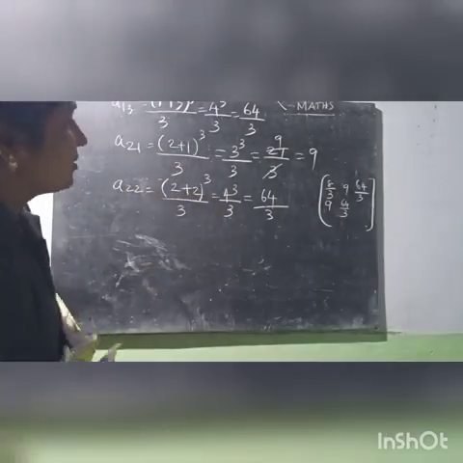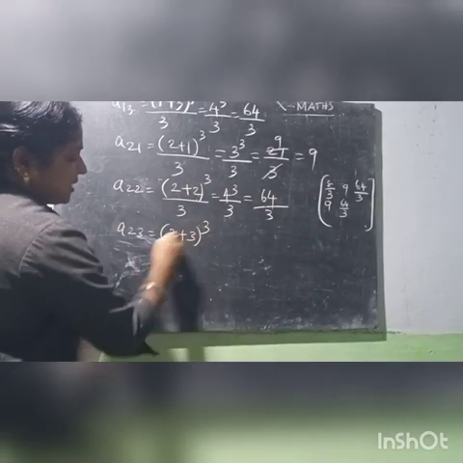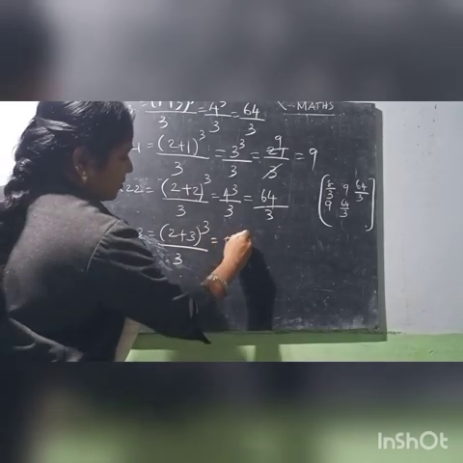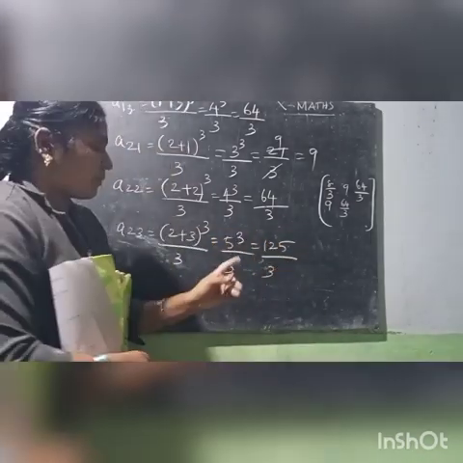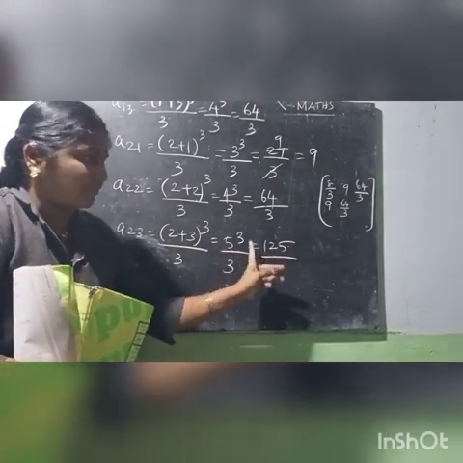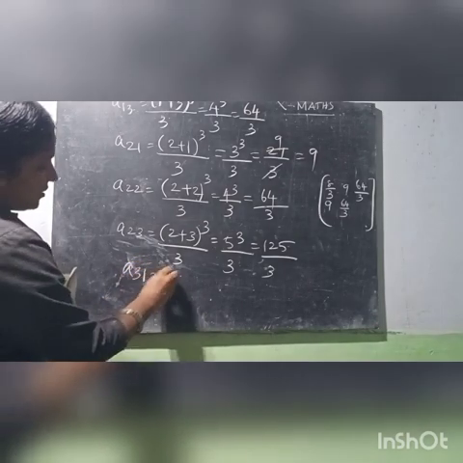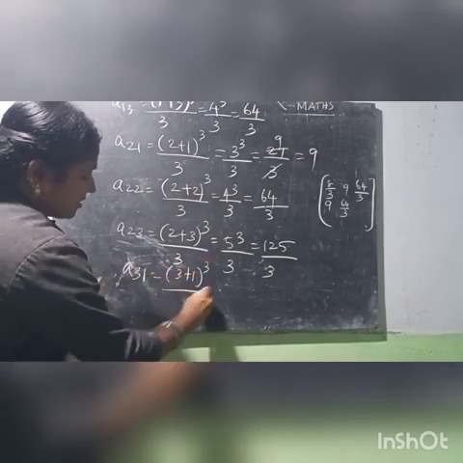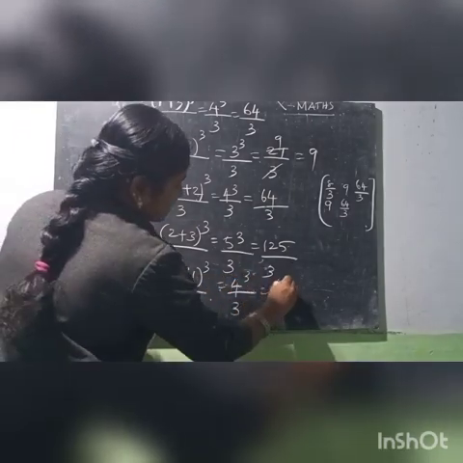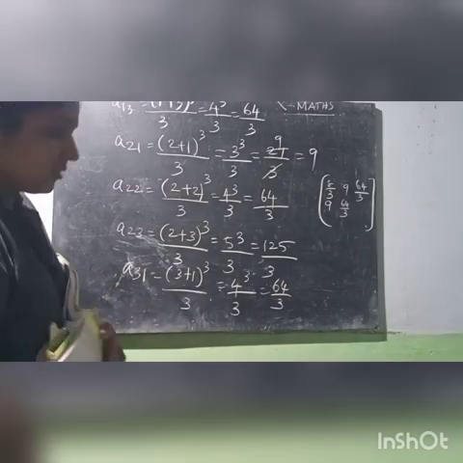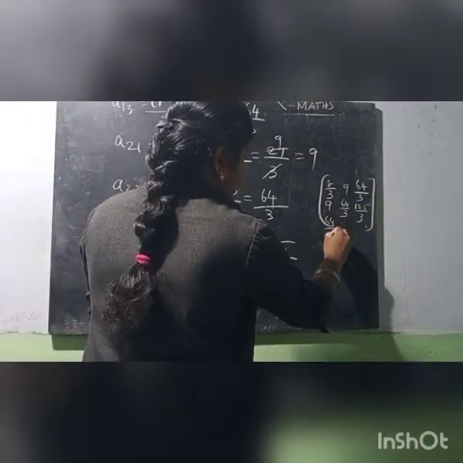Then next A23. So (2 plus 3) power 3 divided by 3. 2 plus 3 is 5. So 5 power 3 by 3, that is equal to 125 by 3. If you multiply 5 three times, you will get 125. 5 into 5 into 5. Then next A31. So (3 plus 1) power 3 by 3. 3 plus 1 is 4. So 4 power 3 by 3, 64 by 3. We will write here 125 by 3. Then 64 by 3.